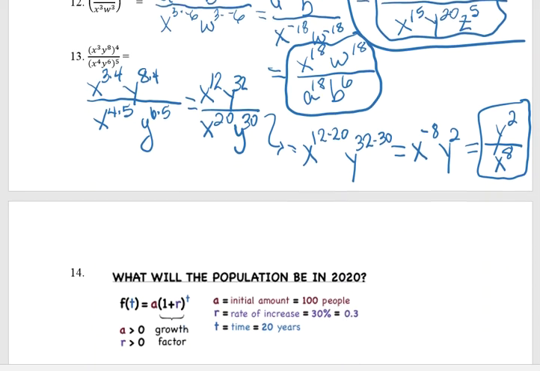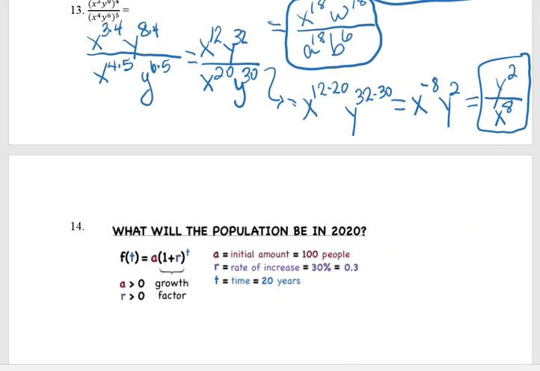Okay, we're going to do one story problem, and then we're going to go ahead and take a short break before we move into roots. So the story problem says, what will the population be in 2020? So we have a formula. F of t equals a times 1 plus r to the t. A is the initial amount, r is the rate of the increase, t is the time. So we have three numbers here, 100, 0.3, and 20. We're going to plug them into the appropriate places, and then we're going to go ahead and solve.